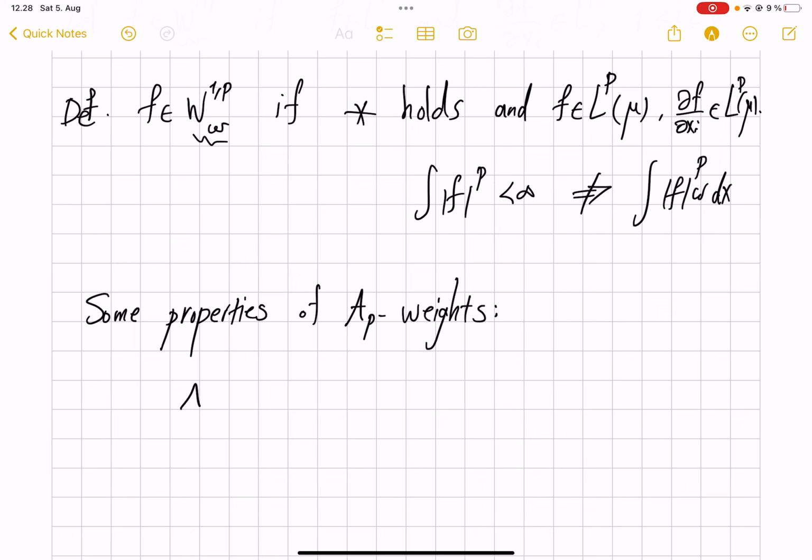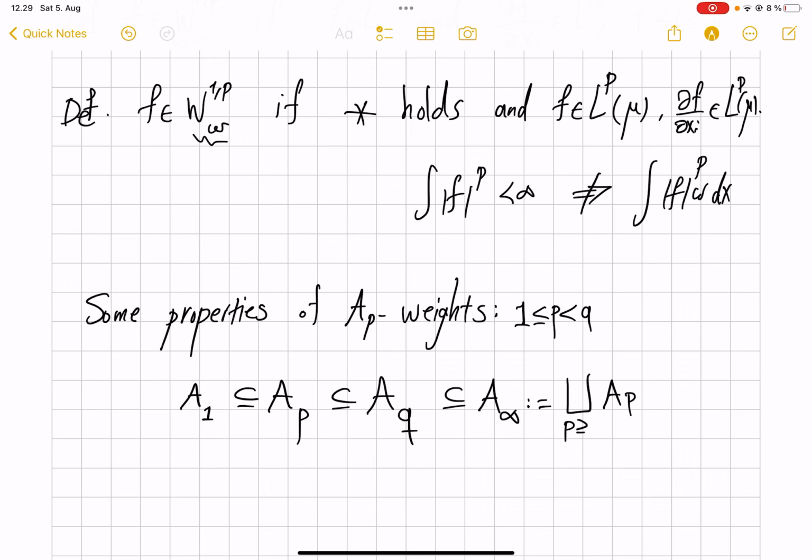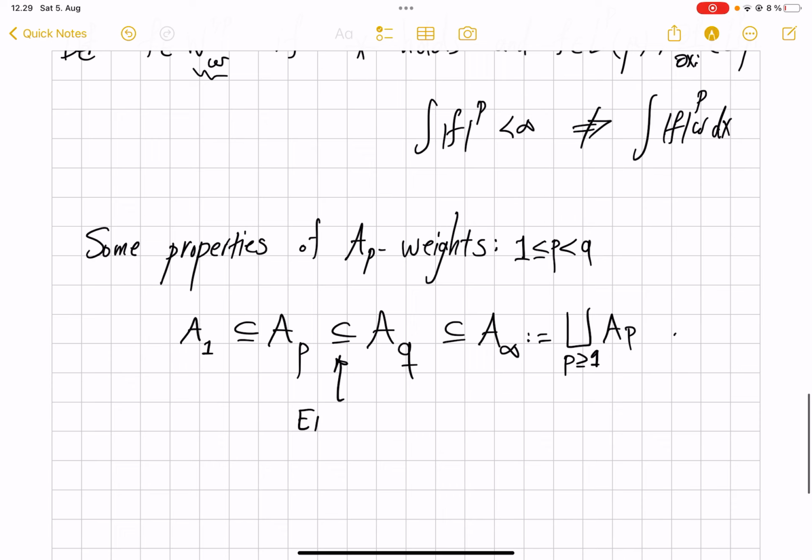Number one is that A_1, which we haven't really defined, is inside every A_p, and every A_p is inside A_q if q is strictly bigger than p. And these are inside A infinity, which by definition is the union of all A_p. So you are in A infinity if and only if you are in one of these A_p. The proof of this is again a very easy exercise and a cool one. Using Hölder's inequality, I really encourage you to try this.